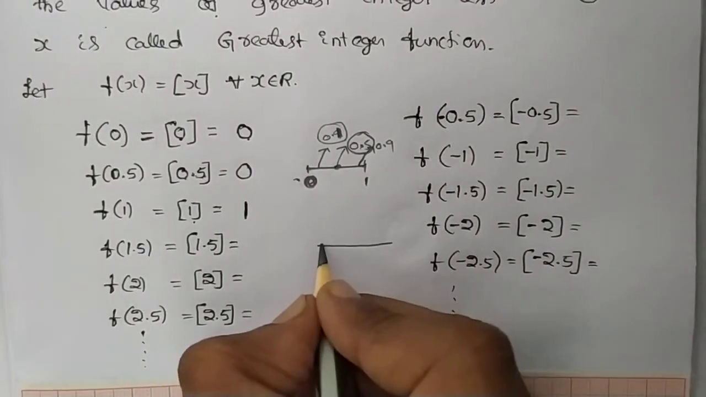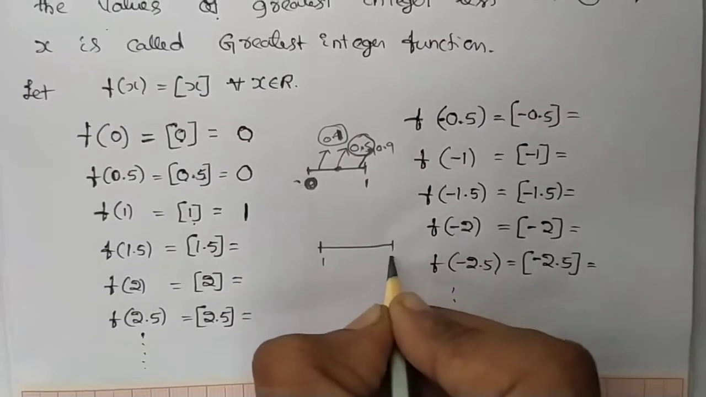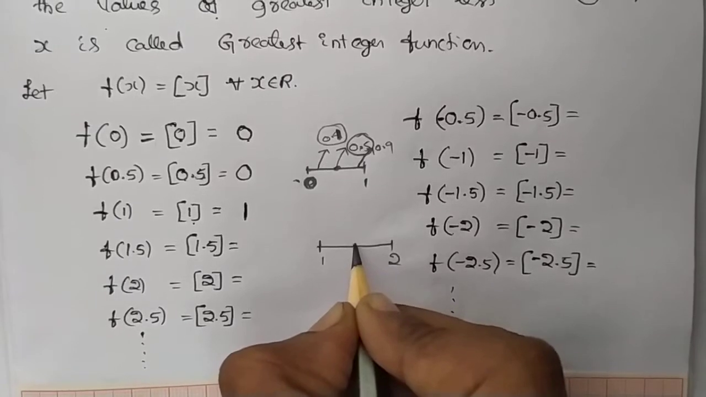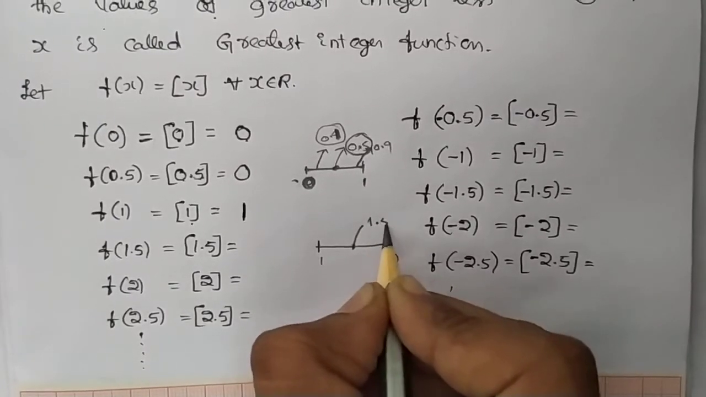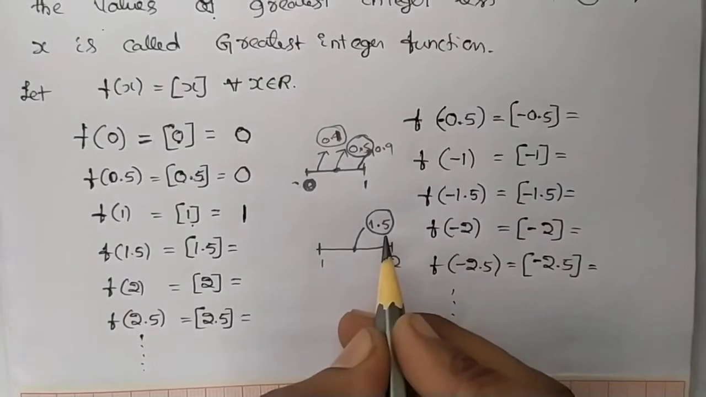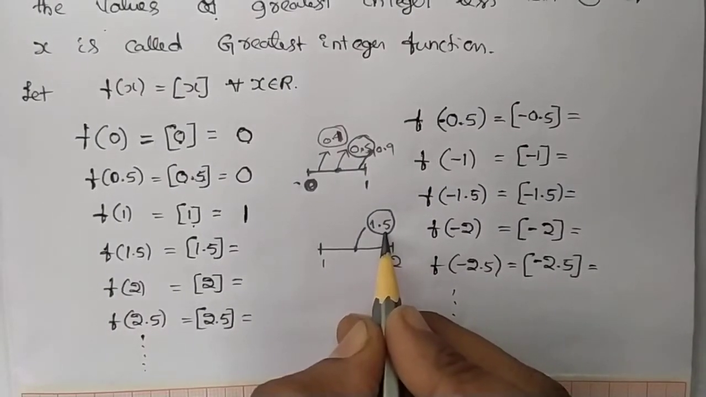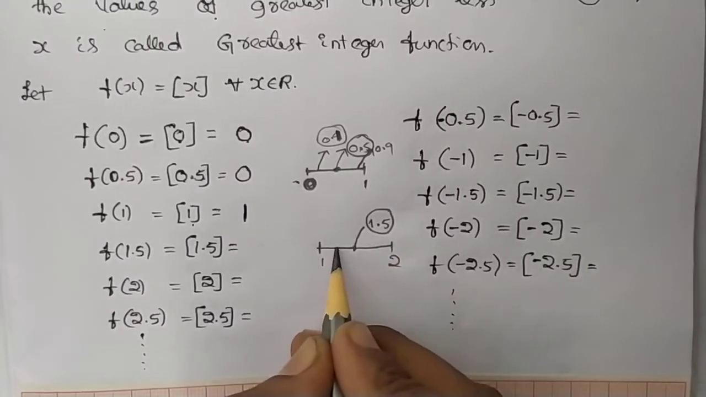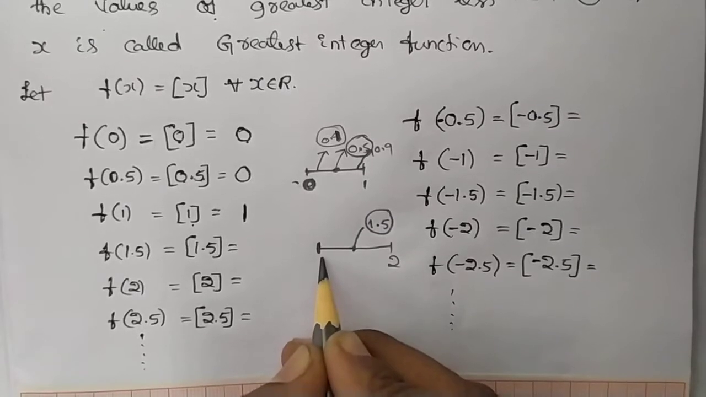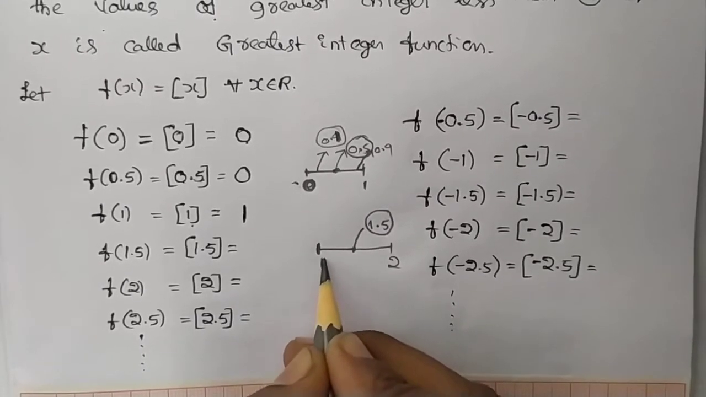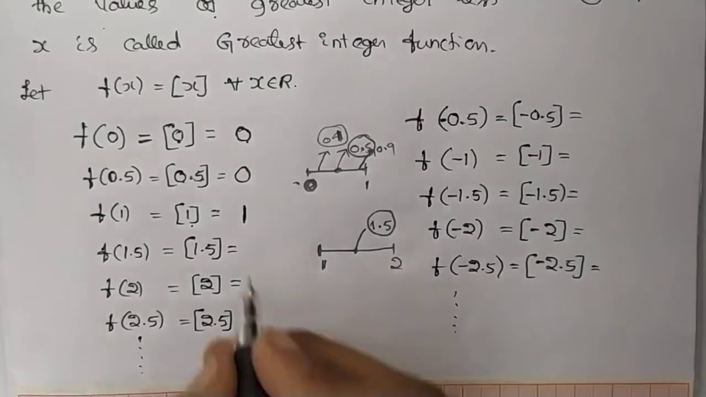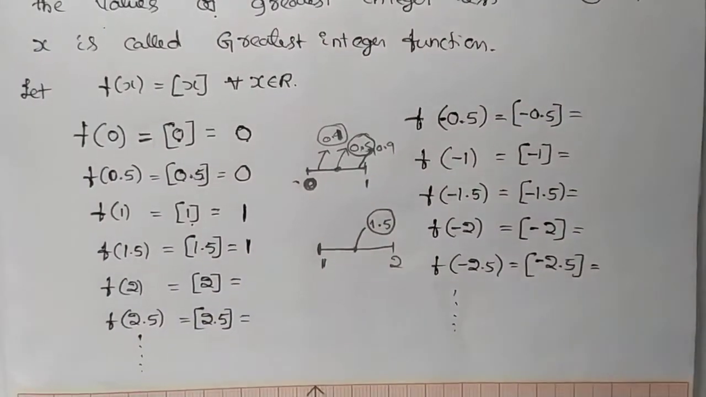Kindly do not confuse. 1, 2. 1.5, where it will come? This point will be 1.5. The value for the greatest integer for the value 1.5 will be what? You just move on to the left. The greatest integer will be 1, right? The greatest integer for the value 1.5 will be 1 only, right?